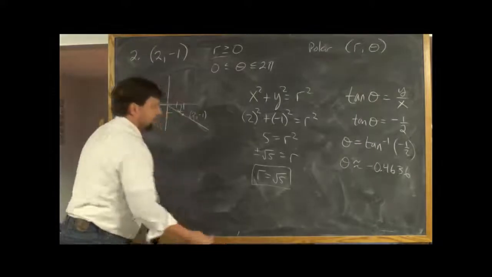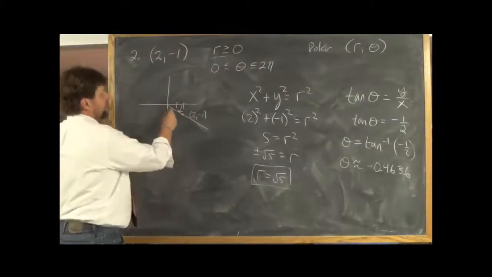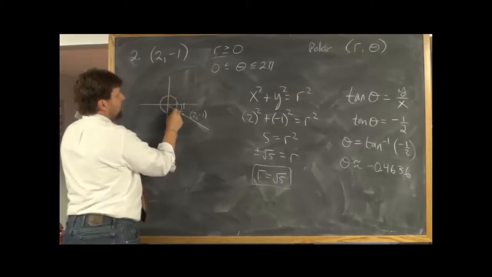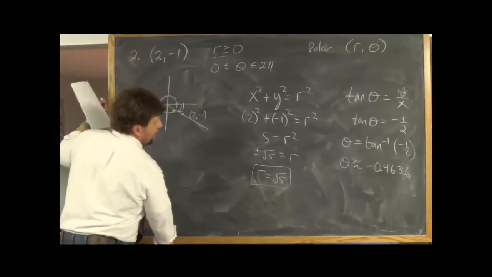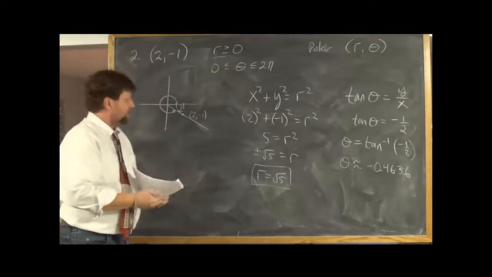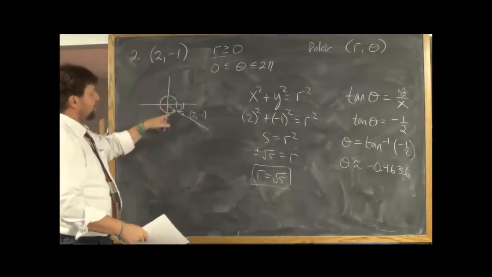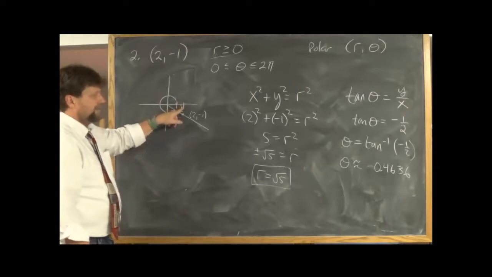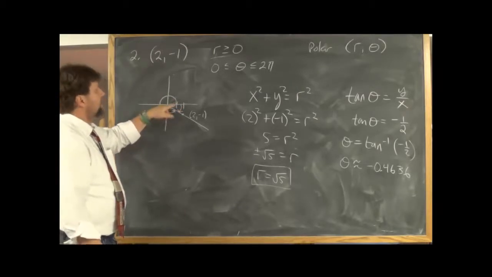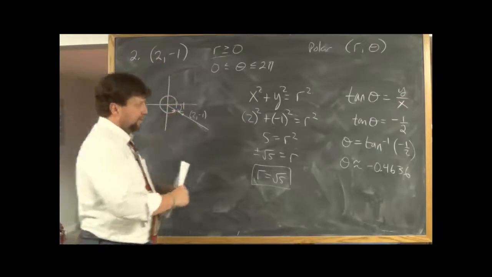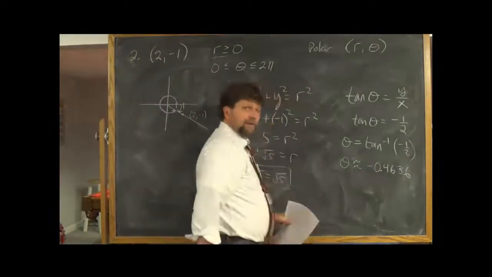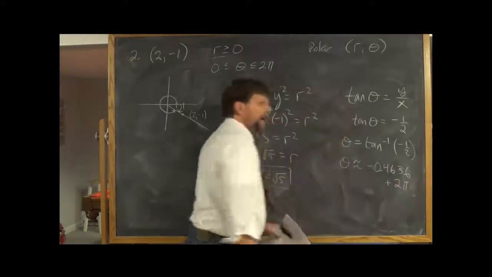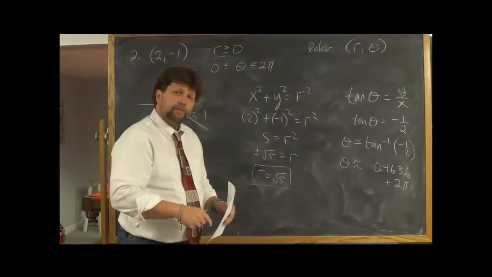We just need to simply get the angle that is coterminal with that -0.4636. This purple colored angle that I sketched here is coterminal with the -0.4636. So to get that coterminal angle, we just simply take what the calculator told us and add 2 pi to it. That will give us the coterminal angle.